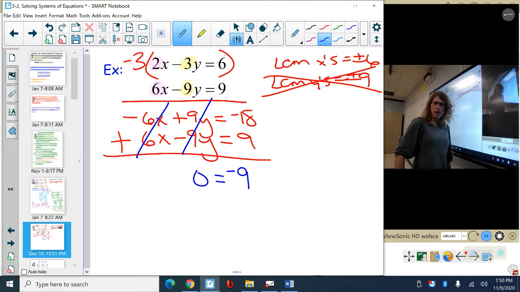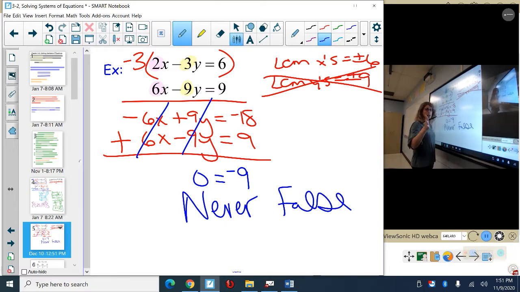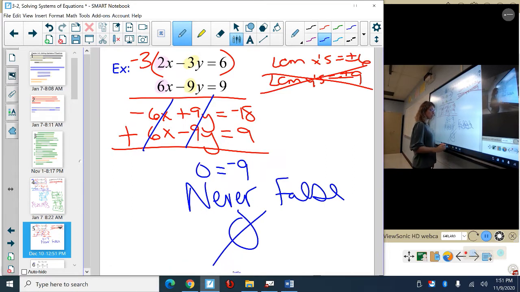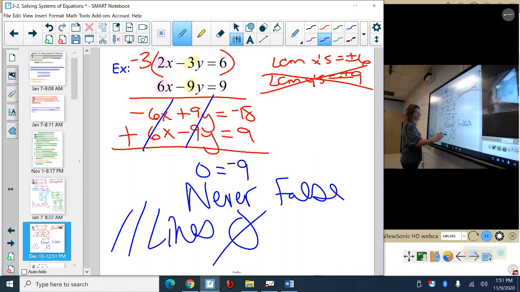When does 0 equal negative 9? Sometimes, always, or never. It never equals negative 9. This is never true. It is a false statement, which means when do these two lines ever cross out in space? They don't, and they are parallel lines. Okay, does that make sense?